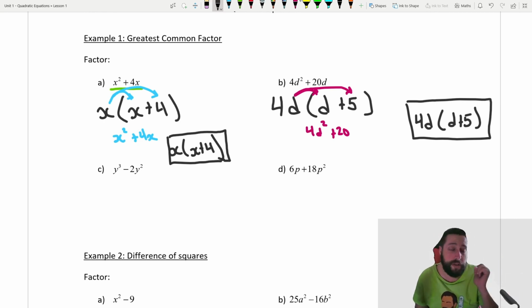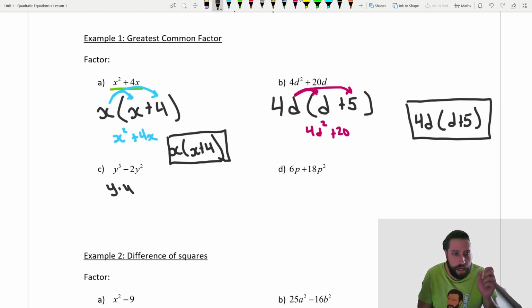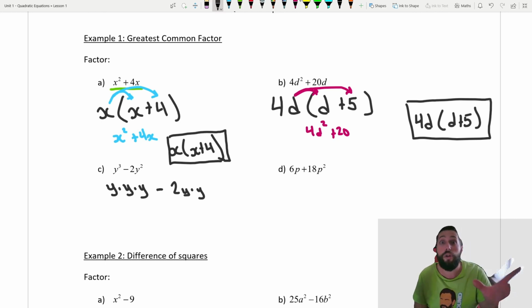Okay? Perfect. Okay, so C, we have y to the power of 3 minus 2y squared. So in this case, technically, these are 3 y's being multiplied together. So this is like y times y times y. And then you're minusing 2 times y times y. So that's what it looks like.